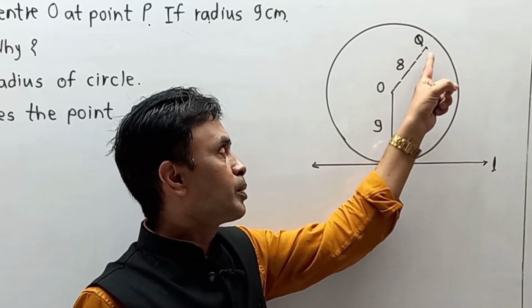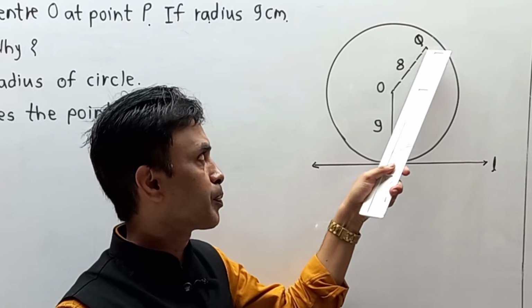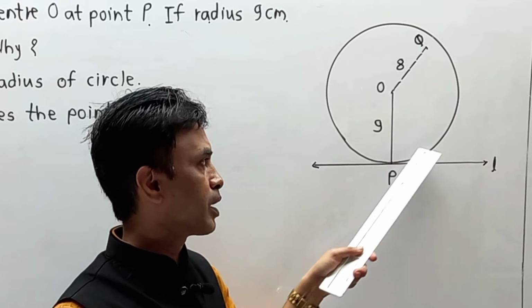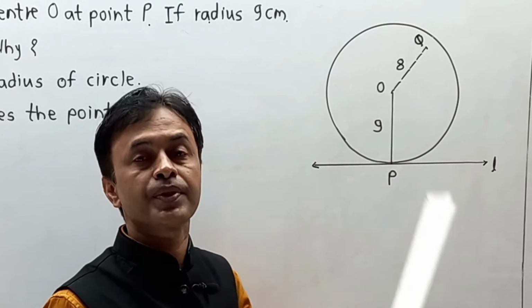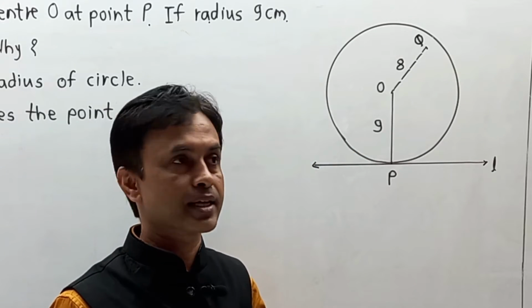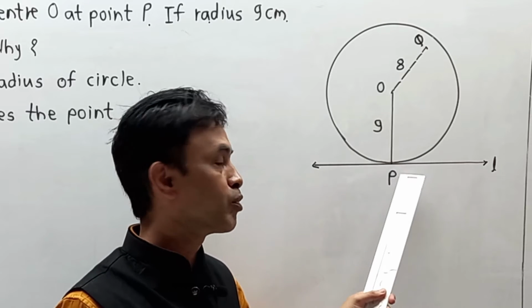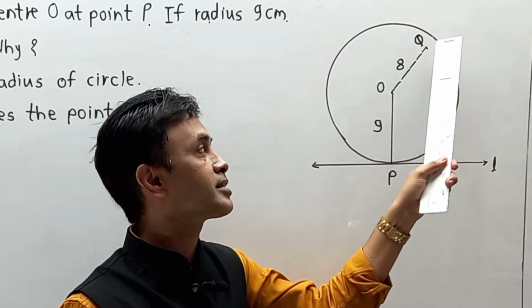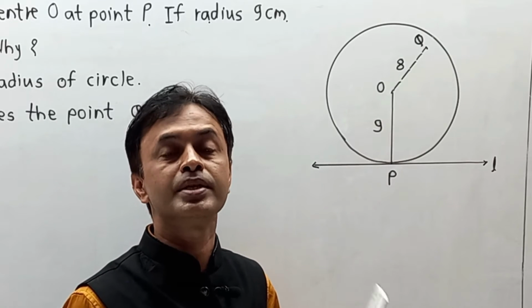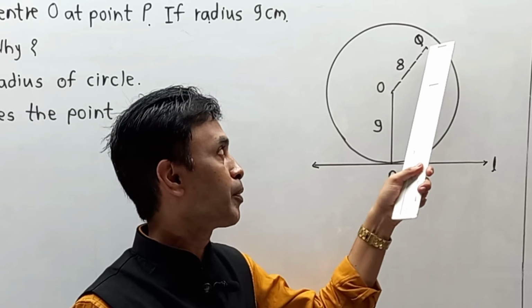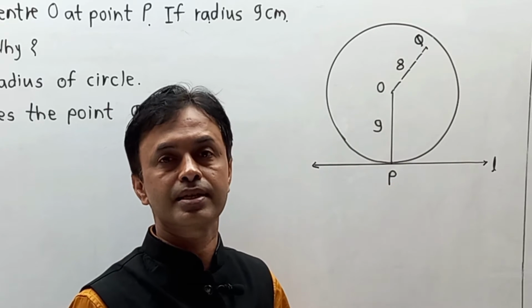If I draw the point Q here, or anywhere here, it is automatically inside the circle. Why? Because radius OP is 9 centimeter and distance OQ is 8 centimeter, which is lesser. Naturally, point Q must lie inside the circle.